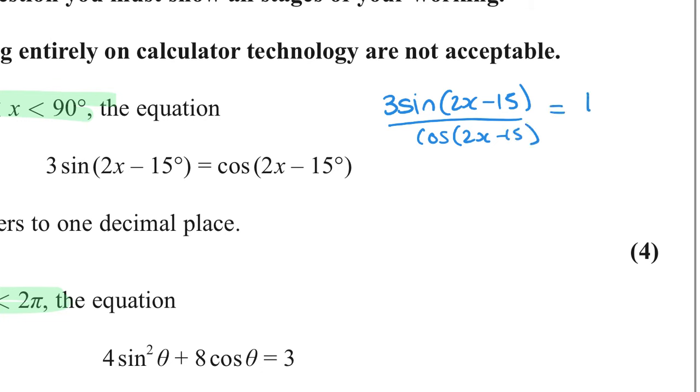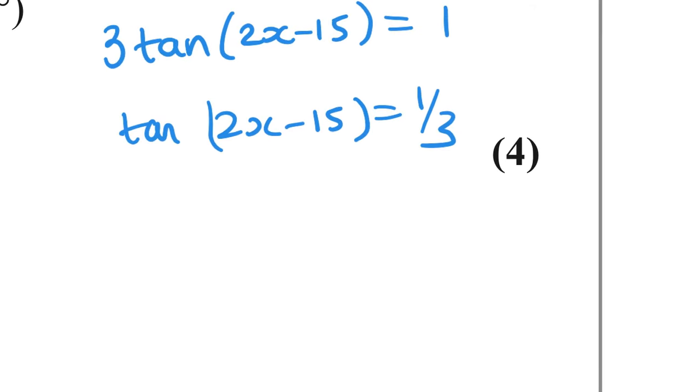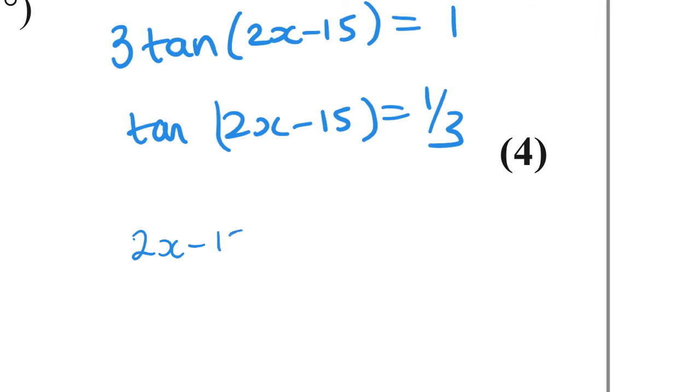What does sine over cos equal? Tan. Silly cow. What is silly cow? Tan. It's a way to remember it. So we're going to get 3 tan 2x minus 15 equals 1. So that means tan of 2x minus 15 equals a third. Now this means 2x minus 15 equals inverse tan of a third. I'm going to make sure my calculator's in degrees. When I do this, I get 18.4 degrees.